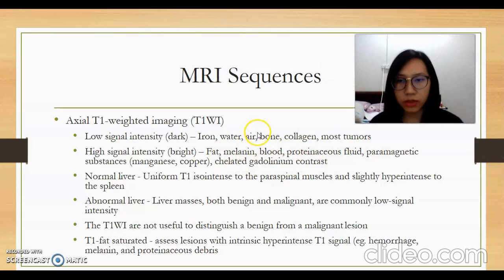For a normal liver, we will see uniform T1 signal, isointense to the paraspinal muscles and slightly hyperintense to the spleen. But if the liver is abnormal, liver masses, both benign and malignant, will usually appear as low signal intensity. Actually, T1 is not useful to distinguish a benign from a malignant lesion. And T1 fat saturated is used to assess lesions with intrinsic hyperintense T1 signal, for example, hemorrhage, melanin, and proteinaceous debris. So actually, T1 is more for anatomical information.